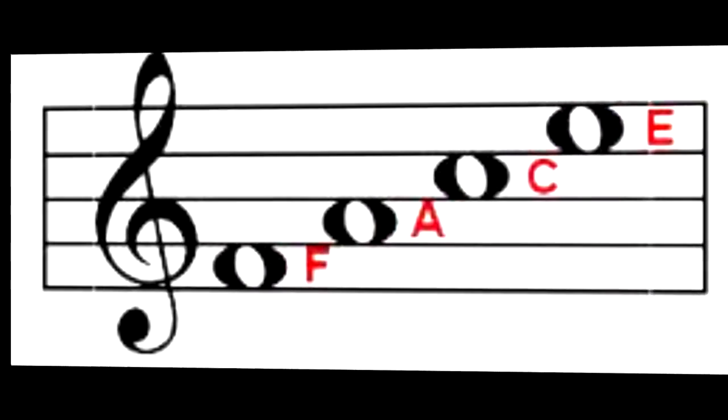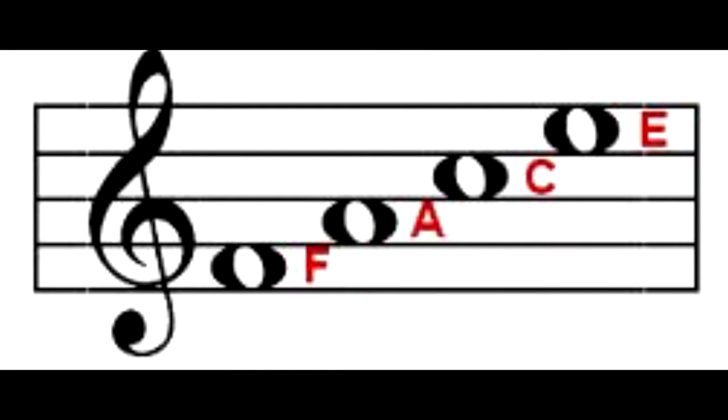This is a treble clef. When the treble clef is placed on the staff, it becomes the treble staff. The notes on the spaces of the treble staff are F, A, C, E. A good memory trick is that the space notes spell the word face.